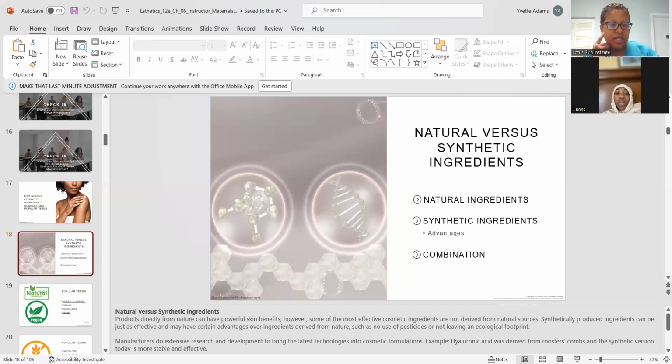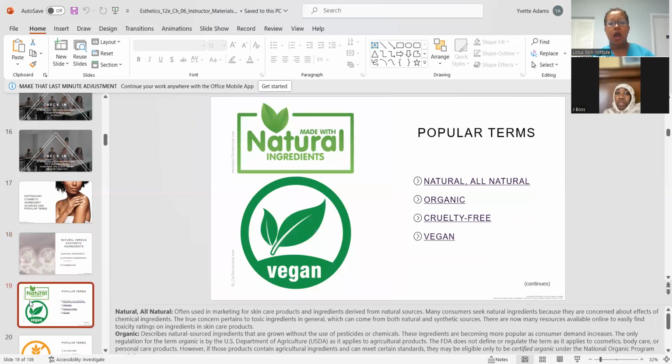Also, it says manufacturers do extensive research and development to bring the latest technologies into cosmetic formulations. SkinScript is big with that. Everybody's big with that. So for example, hyaluronic acid used to be derived from rooster's combs, and the synthetic version today is more stable and effective. So you're not having to deal with animals, you're not having to necessarily destroy plants. So a lot of times the allergic reactions, the allergens that come off of natural products, you can avoid that with those synthetic products.